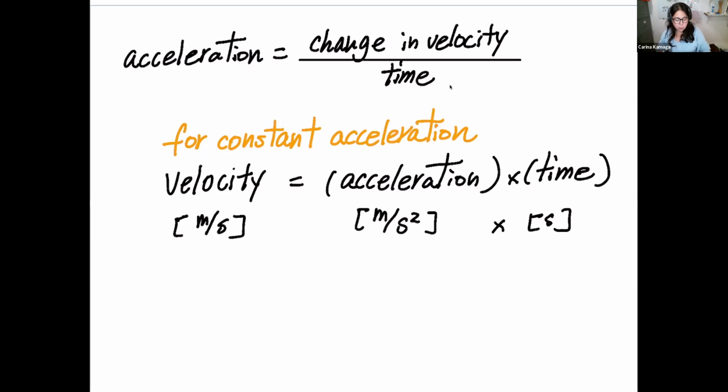So this is only when you have a constant acceleration. If the acceleration is changing with time, then you actually have to take an integral. But if you have a constant acceleration, it's just going faster and faster at the same rate of change in speed, or slowing down at the same rate. So if you have a constant acceleration, then the velocity is acceleration times time.